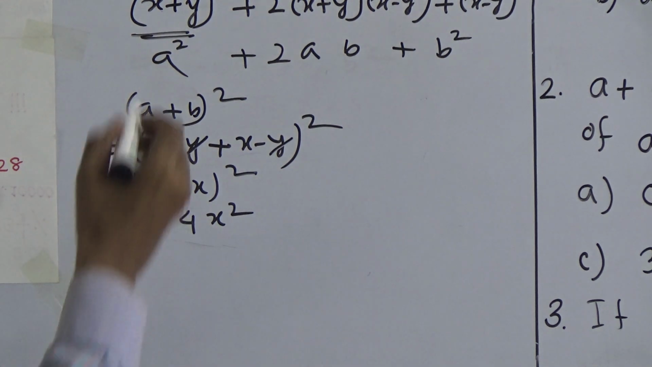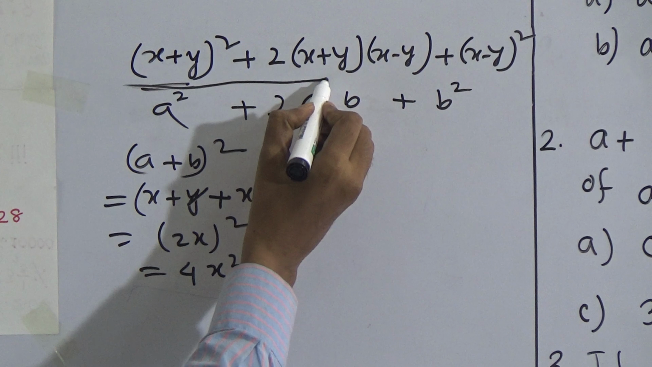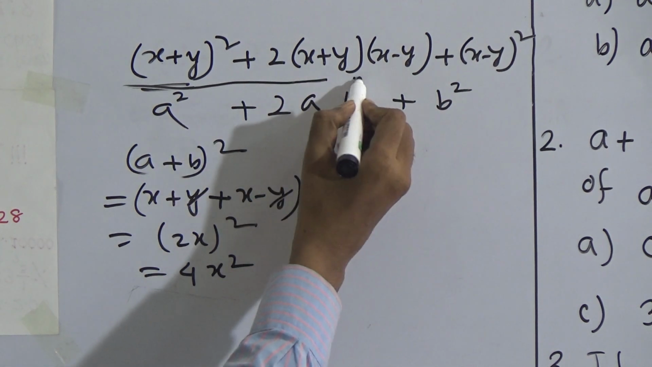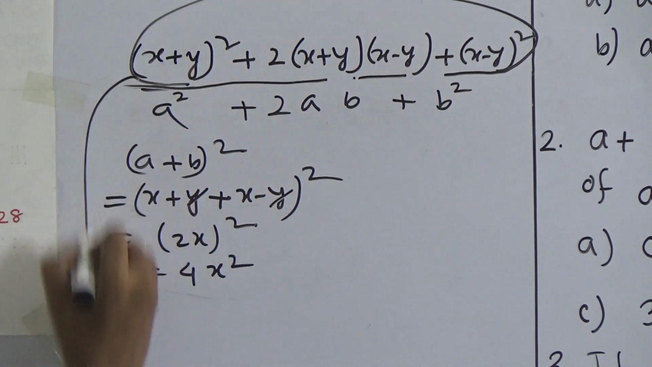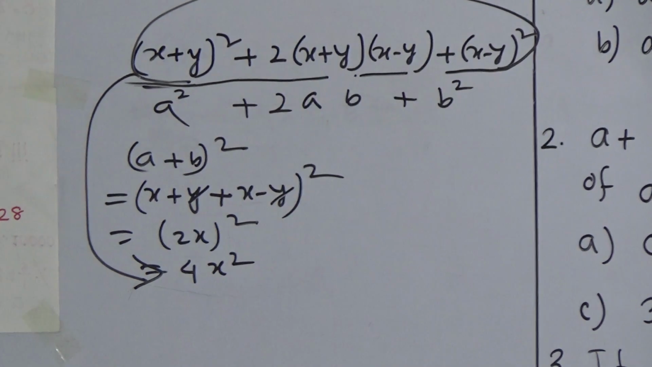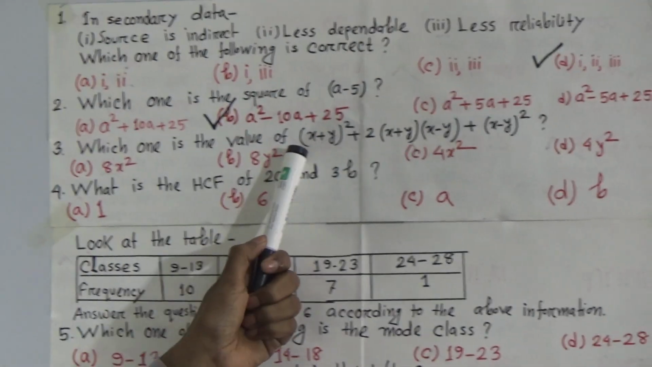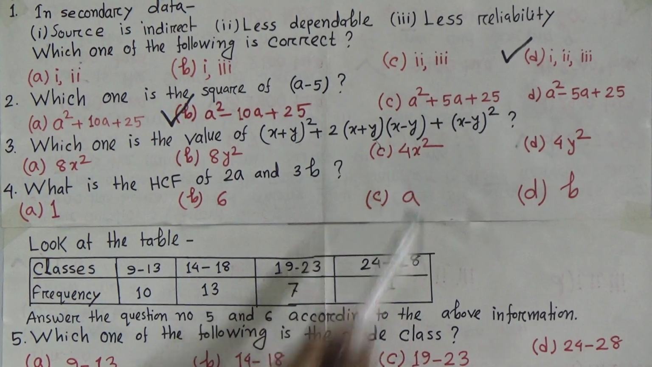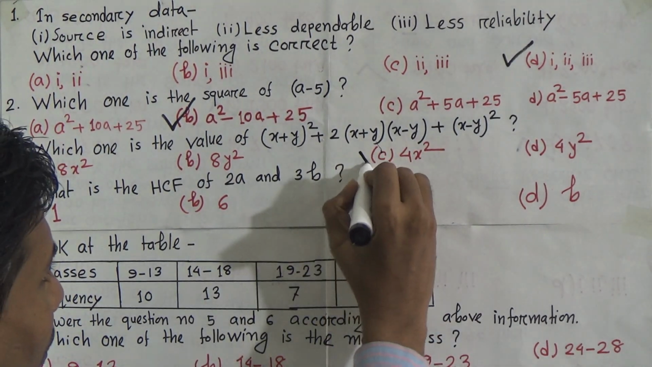So the result of x plus y whole square plus 2 into x plus y into x minus y plus x minus y whole square will be this. That means 4x square. Okay, dear student? So our answer will be 4x square. You see, question number 3, which one is the value of this? That means we got the result 4x square.